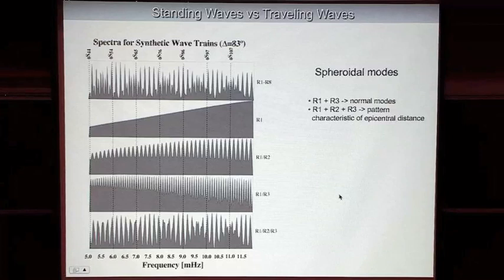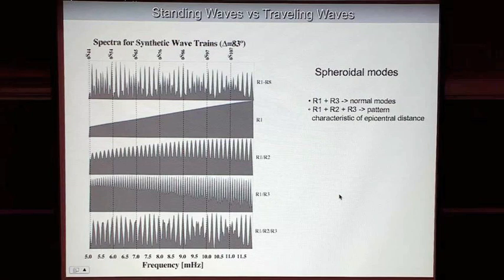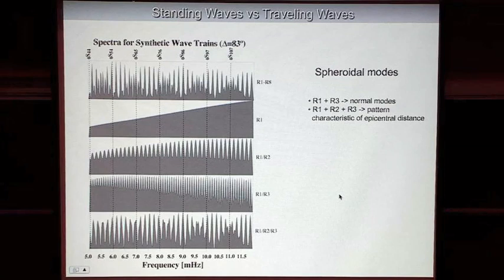So what this shows again, these are spectra. This is a spectrum where we included all the wave trains from R1 through R8, so the ones that go around four times. This here is a spectrum that only has the first wave train. R1, one surface wave package, of course, travels around the globe and does not know anything about the finiteness of the planet. So there are no discrete peaks in the spectrum.